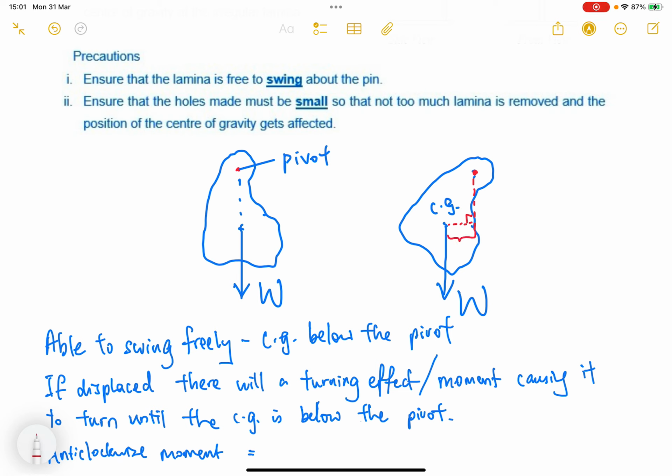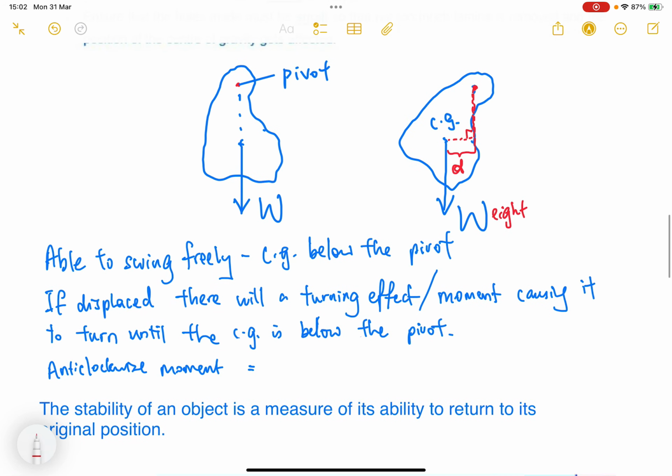So the perpendicular distance, because the line of action of the force, which is the weight, is vertical, and the pin is directly above this point, right? So the perpendicular distance will be d, and therefore it will cause an anti-clockwise moment, which is the weight multiplied by the perpendicular distance d.